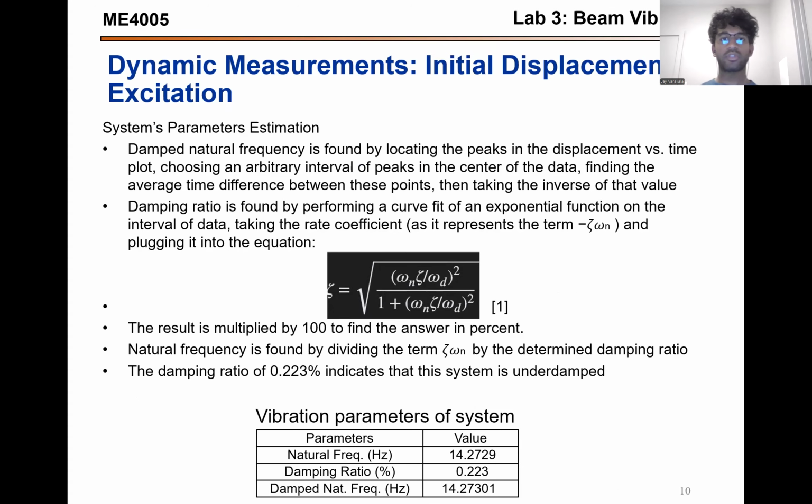The damped natural frequency was found by locating the peaks in the plot that was shown before, and choosing an arbitrary interval of peaks in the center of the data, finding the average time difference between these points, and then taking the inverse of that value.